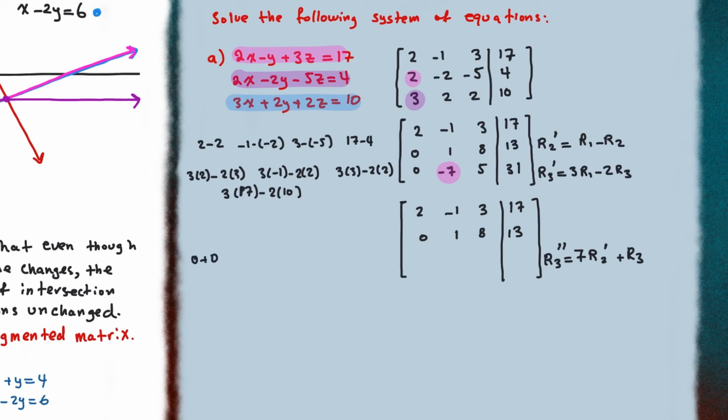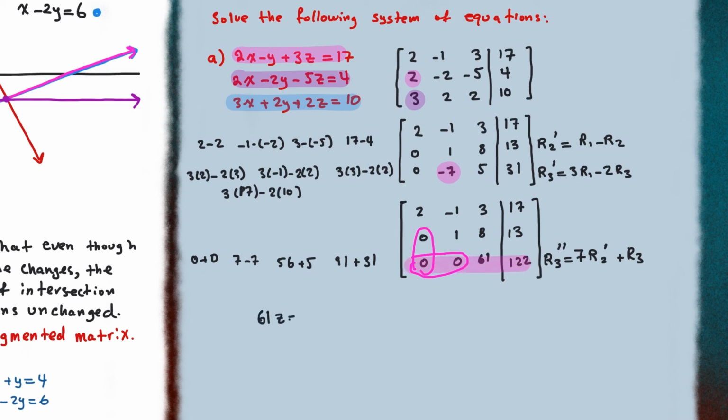So now 7 times 0 plus 0 is 0. 7 times 1 plus negative 7 is 0. 7 times 8 is 56, plus 5 is 61, and for the last one we get 91 plus 31, which is 122. Now the left bottom corner is all 0 values, so we're going to use our last row.